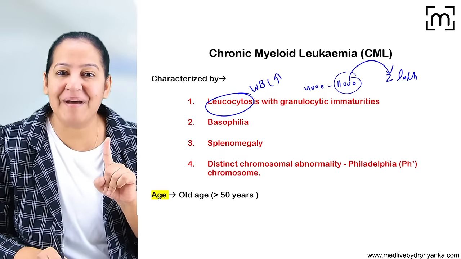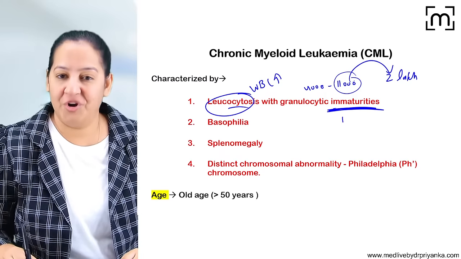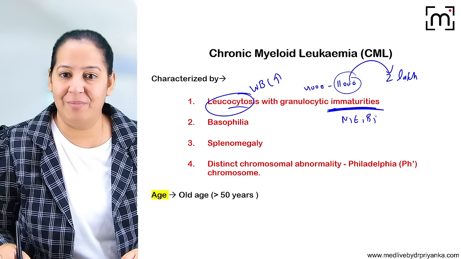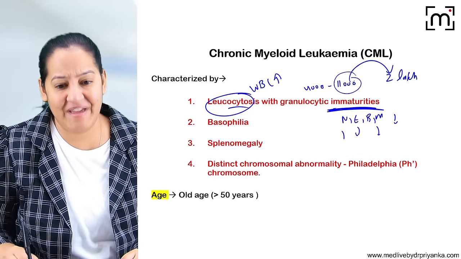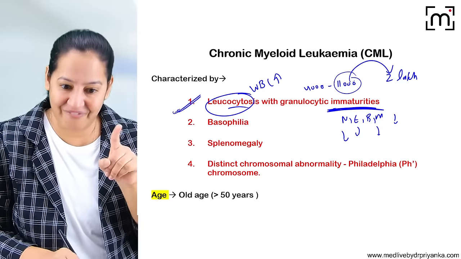But these are not mature. These are the immature ones. Mature neutrophil, eosinophil, basophil, monocyte are very less in number, but their precursors are more. So that is the first criteria.